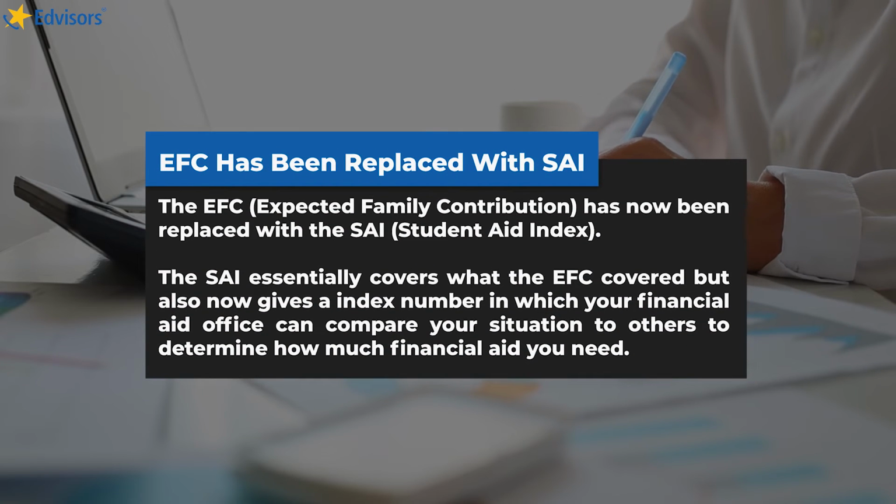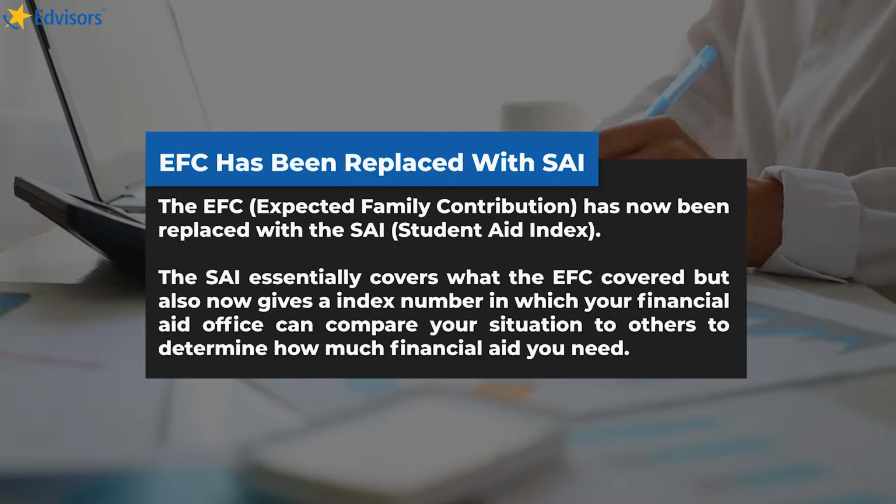One of the big changes you'll see with the FAFSA application is that when you start applying, you fill out the information, you submit it, and you're expecting to see your expected family contribution. In the 2024-2025 FAFSA, the expected family contribution no longer exists. It's now known as the Student Aid Index.